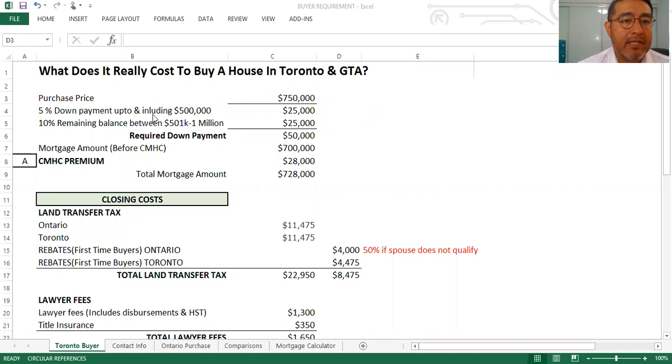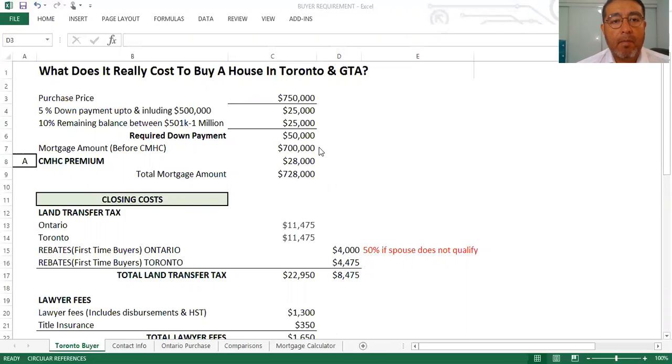Now 5% would be the minimum requirement of the first $500,000, and that would be $25,000. On the remaining balance, which would be $250,000, so the 750 minus the 500,000, it is required to put down a minimum 10% on that remaining balance. So that would be another $25,000. So the minimum down payment requirement here would be $50,000. And the mortgage amount before the CMHC, which I'll talk about in a second, would be $700,000. So that would be the size of this mortgage.